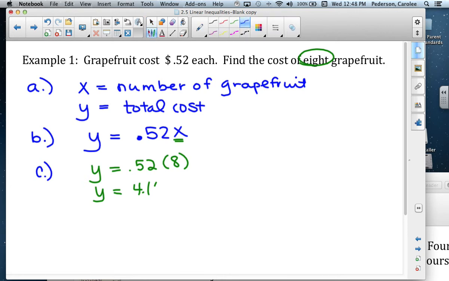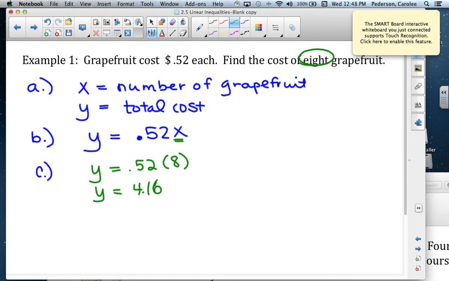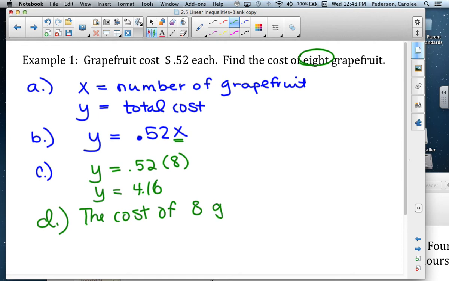So that's my smart board here. All right, so 4.16. So in part D, we want to identify what that represents. The cost of 8 grapefruits is $4.16.